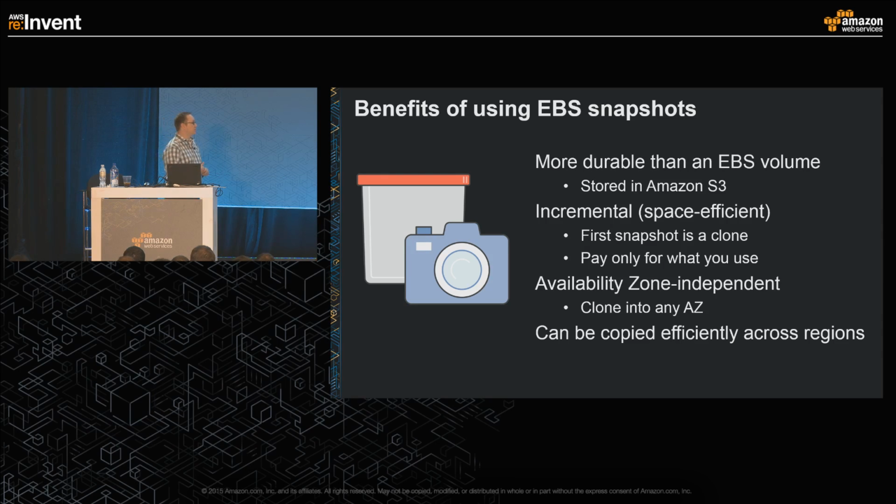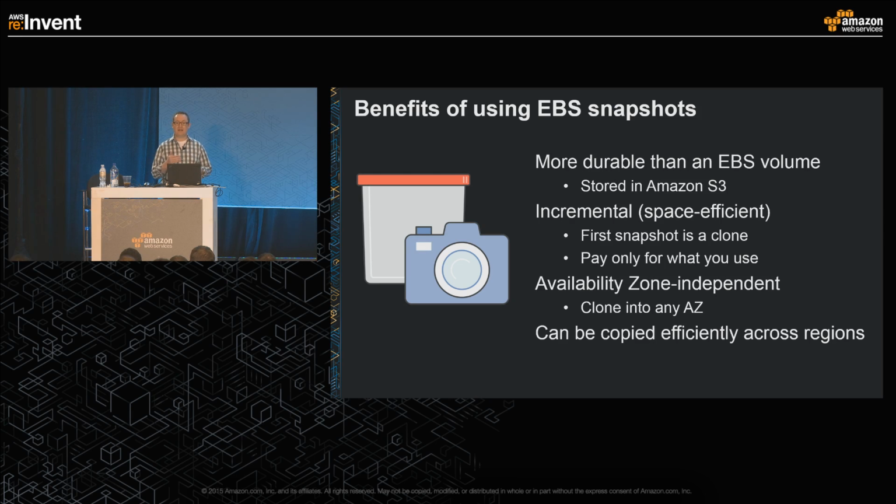So they're more durable than an EBS volume, and that's because they're stored in Amazon S3. So that's 11 nines of durability. And I'm going to talk a little bit around what happens, how we make a snapshot, so you can get a feel for what we're doing. They're incremental, meaning they're space efficient. So the first snapshot is a copy or a clone of the whole volume. And so we copy that volume as is. And then you only pay for what you actually use in snapshots.